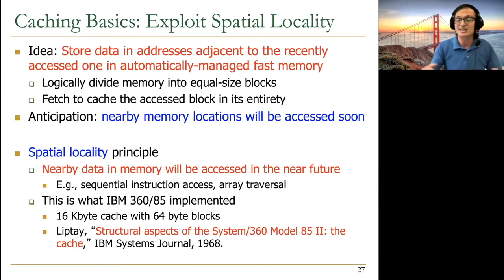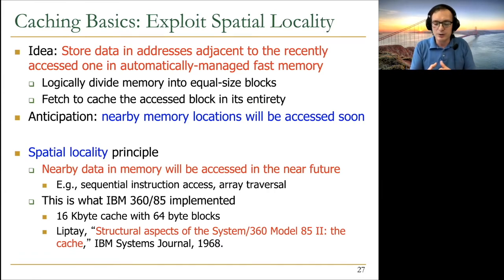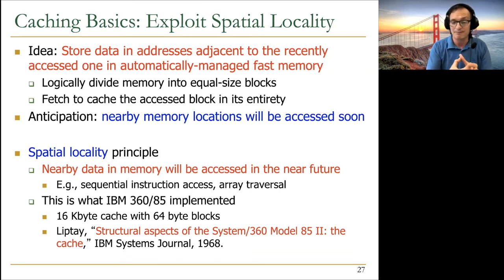L1 caches are very tightly integrated with the processing core. So the requirements of an L1 cache are usually dictated by the processing core, as we will see. But L2, L3, L4, other caches can be much bigger, and they can have different size blocks also, as we will also see. But the spatial locality principle is also what we discussed.